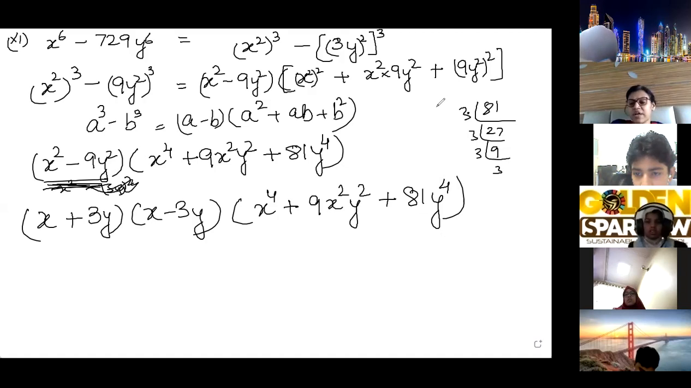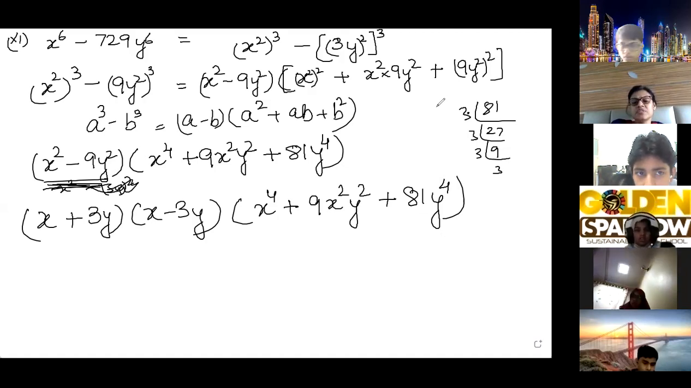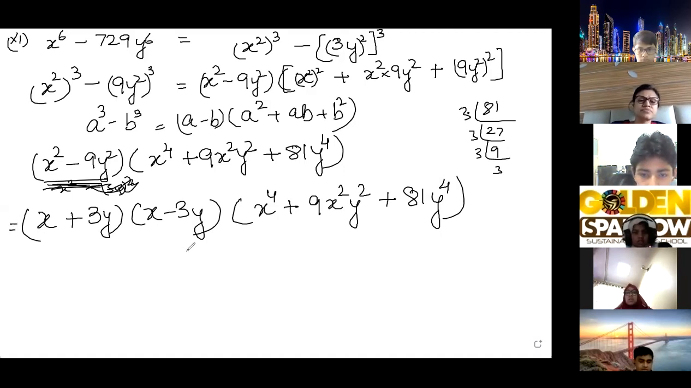Can anyone check the answer at the back, in the terminal exercise? Is this the answer or is some more factorization done? Just check, there are 4 brackets. You can factorize this also. So just think about it. How can we factorize this? First check it. Is it correct? x raised to 4 plus 9x square y square plus 81y4. Yeah, that is correct. x plus 3y, x minus 3y is correct.